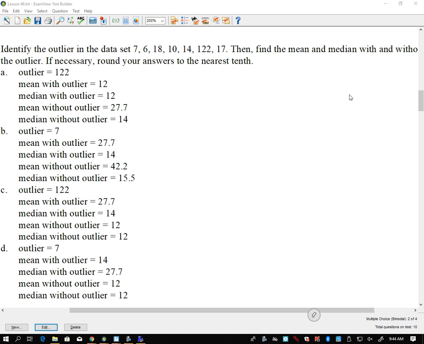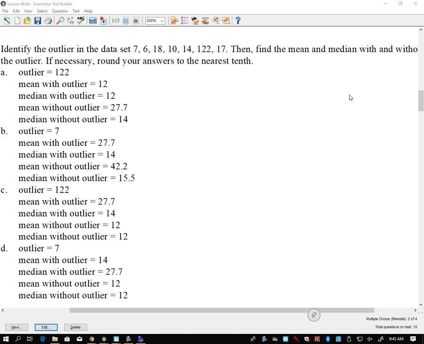Notice the mean with the outlier they say is 12 on A. Notice the mean with the outlier on C is 27.7. Can both of them be right? No. What do we think the outlier is going to do? Is it going to make the mean bigger or smaller? Bigger. So on A it says the mean with the outlier is 12, but the mean without the outlier is 27.7. If we take 122 out, is the mean going to get bigger? No, it's going to get smaller. So is A correct? No.